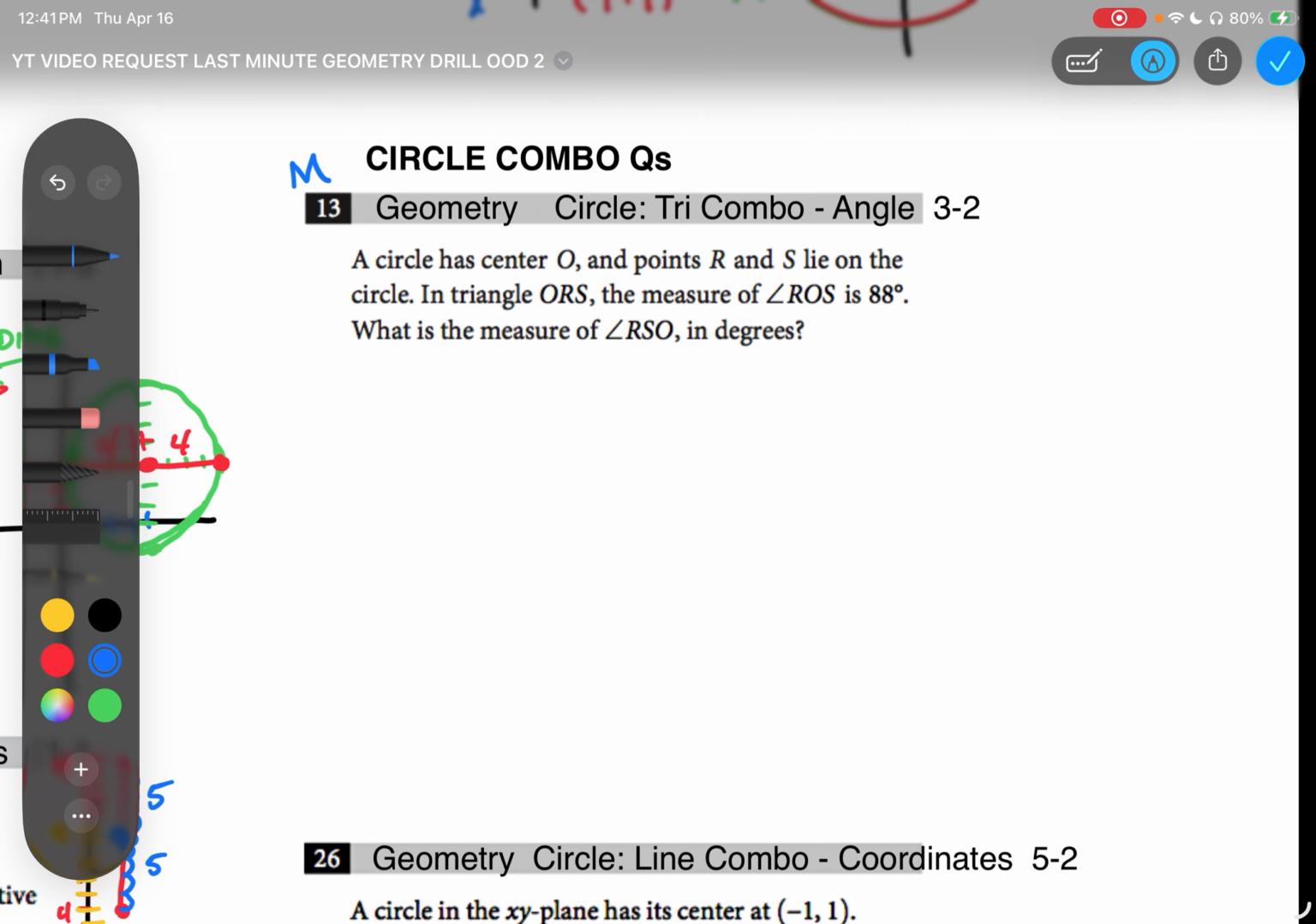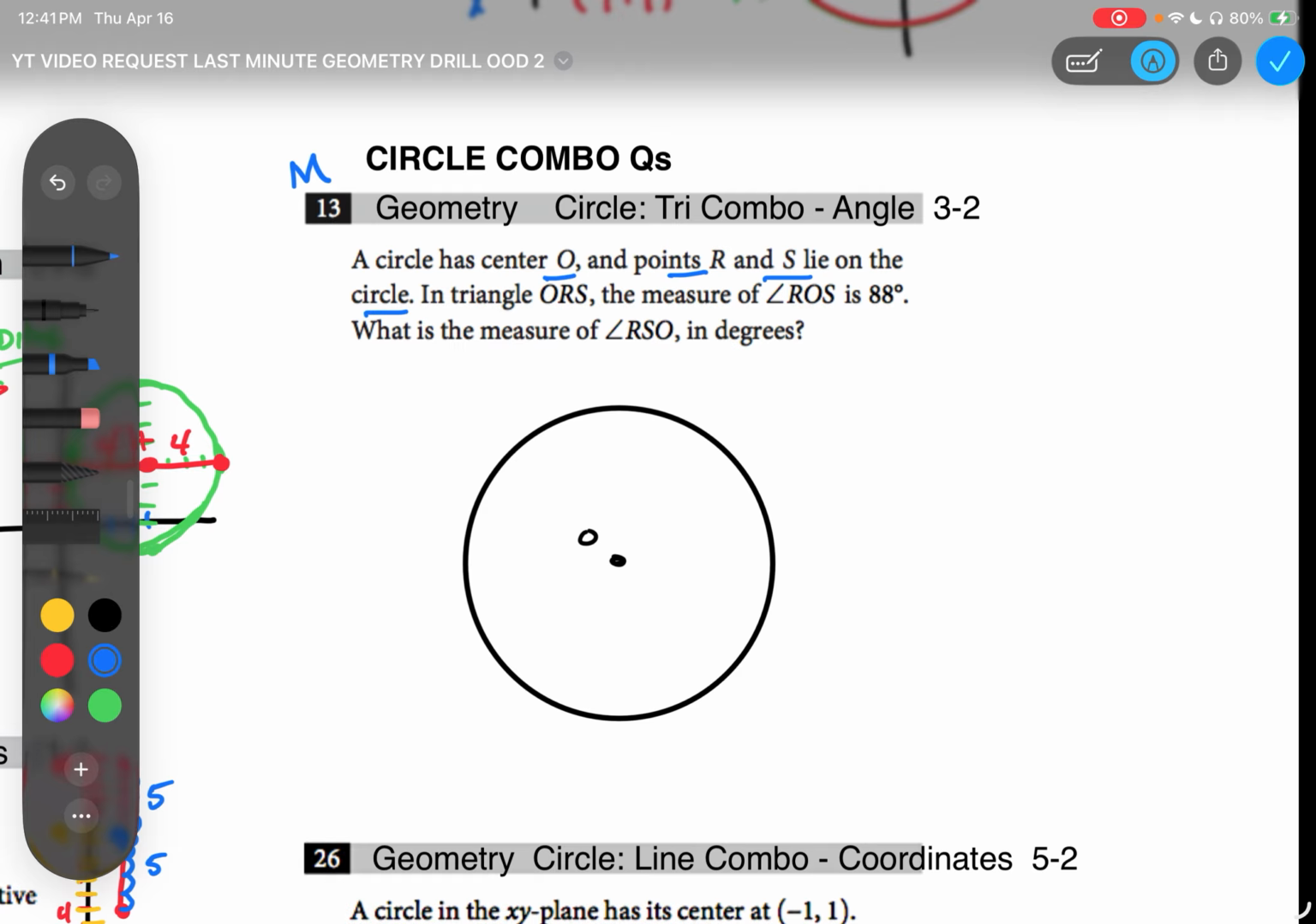A circle has a center, O, and points R and S lie on the circle. All right, let's first draw a circle. I'm going to draw a black circle. There, I got my black circle. It has a center of O, I'll mark it as O. It's not perfectly centered, but you know what I'm talking about.